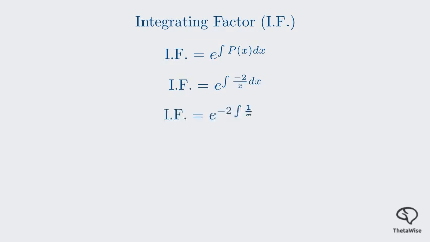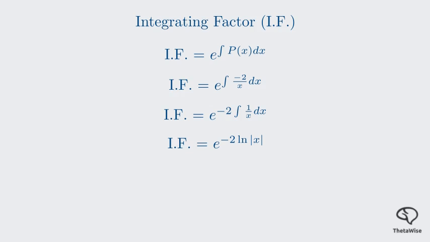We can pull the constant negative 2 out of the integral, leaving us with negative 2 times the integral of 1 over x. The integral of 1 over x is the natural logarithm of x. Remember, we don't need to add the constant of integration c here, as it would just become another constant later. So, we have e to the power of negative 2 ln x.